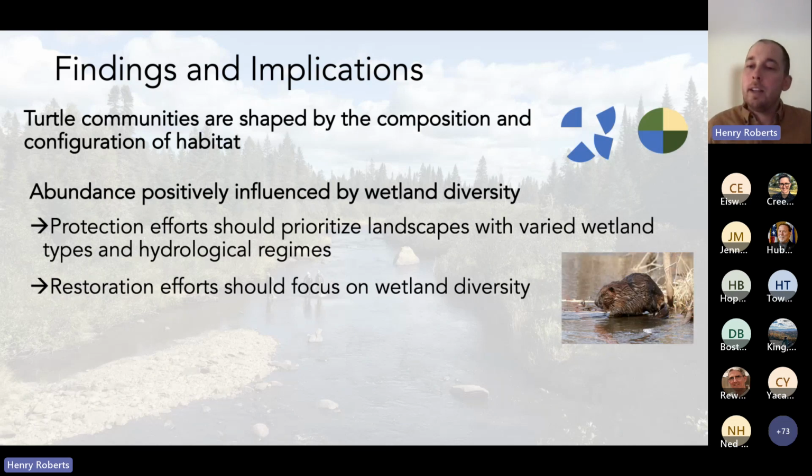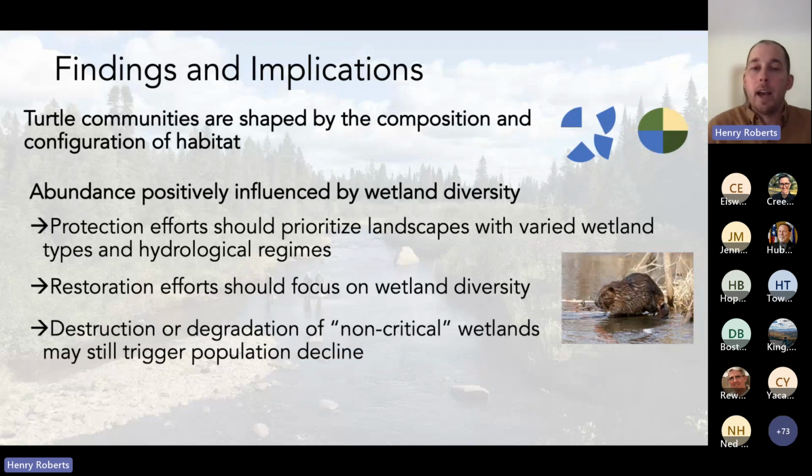And I want to just throw out the idea that maybe we should be thinking more about beavers and their ability to generate different wetland contexts and these really complex wetland systems and landscapes. More research obviously needs to be conducted on that, though. It also suggests that the destruction and degradation of non-critical wetland habitat may still trigger population decline through its reduction in wetland diversity, even though the primary wetland habitat may still exist.